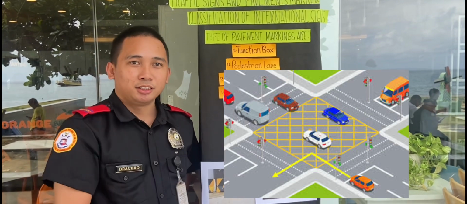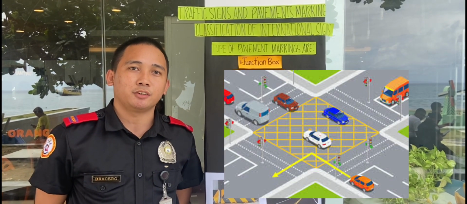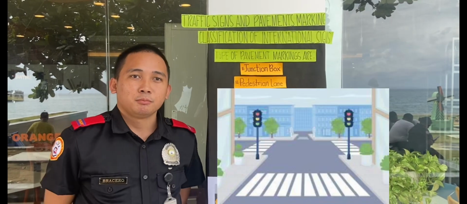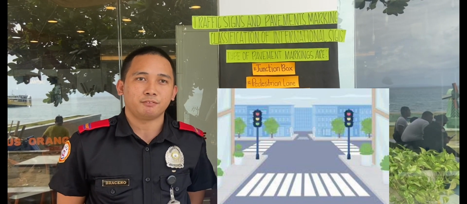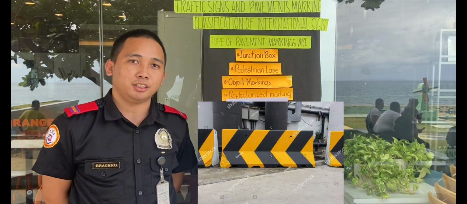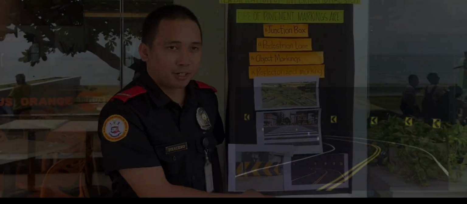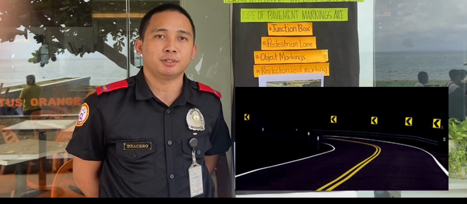Junction box. A junction box is a road traffic control measure designed to prevent congestion and gridlock at junctions. Pedestrian lane. A pedestrian lane is designated for pedestrians to cross a road, street, or avenue. Object markings. Object markings are used to mark obstructions within or adjacent to the roadway and reduce the risk of collisions. Reflectorized marking. Reflectorized markings are used on roads to ensure driver visibility.